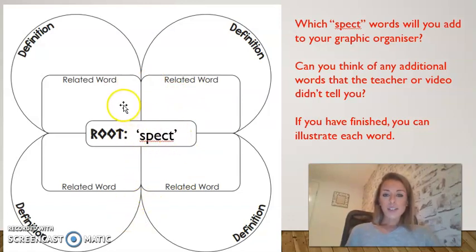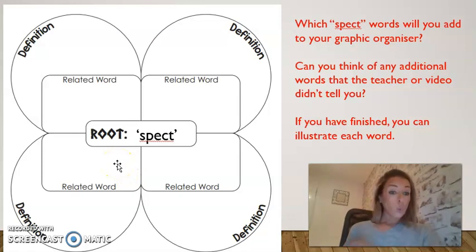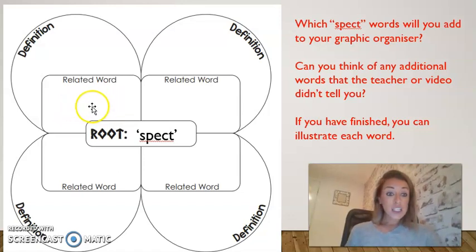And in the boxes here, 1, 2, 3, 4, you are going to choose 4 words with spect in. 4 spect words. And they could be words that we've looked at already, but if you're feeling super brainy, you might be able to think of some of your own words with spect in. So you're going to write the spect word in there, and a definition, well, that's what a word means.